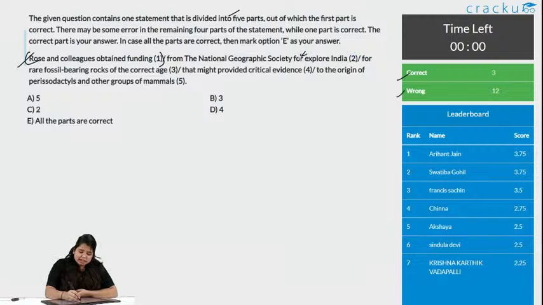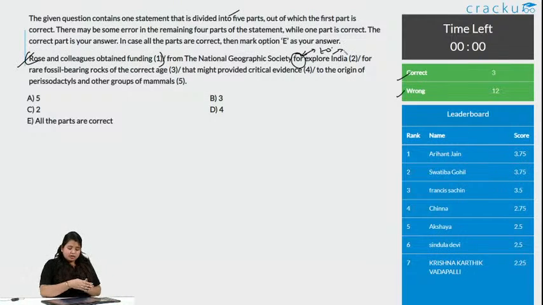So here we can see it should not be 4, rather it should be 2. Why? They obtained funding from the National Geographic Society. Why did they obtain this? They obtained it to explore India, for the purpose. For is used for purpose, and here it should be to explore India. So 4 should be replaced by 2. Okay, let me write here.